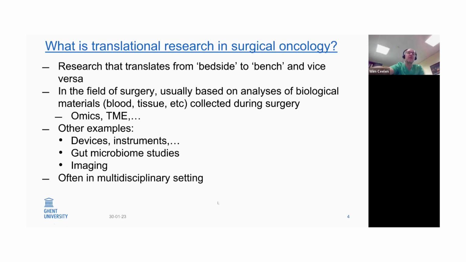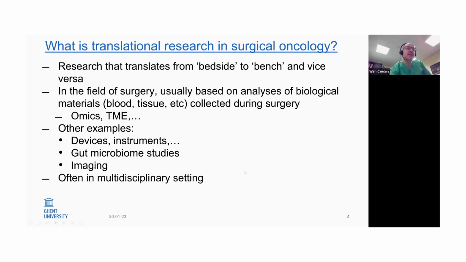But of course, there are many other examples. There is research that involves devices and instruments, because those are our everyday tools. There is a huge interest nowadays, as you will certainly know, in the role of the gut microbiome on a range of phenomena, including cancer, but also Alzheimer's, infectious diseases, etc. And then imaging is a part of translational research that has taken off considerably in surgery and surgical oncology, in combination with laparoscopy. Enhanced imaging methods and tools are now being explored, and I will give you some examples of that.